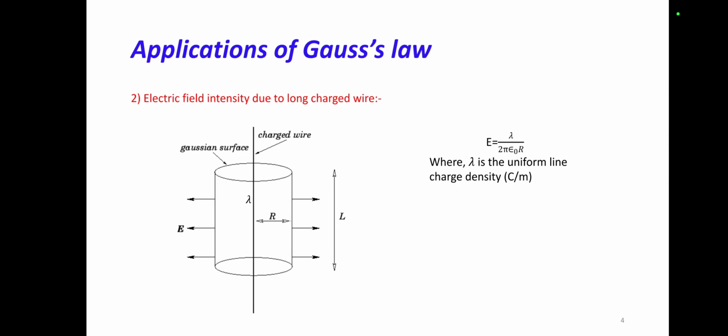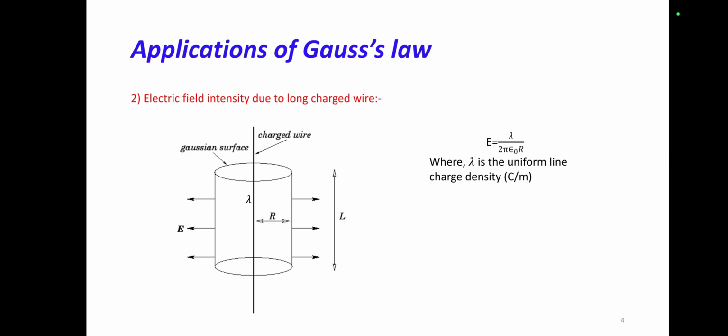Another application of Gauss law depends on the electric field intensity due to a long charged wire. In this figure there is a long charged wire, and the Gaussian surface is surrounding this charged wire as mentioned in this diagram. Here lambda is the uniform line charge density, capital R is the radius of the Gaussian surface along the wire, E is the electric field intensity, and L is the length of the cylindrical Gaussian surface.